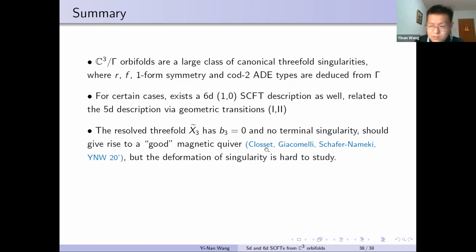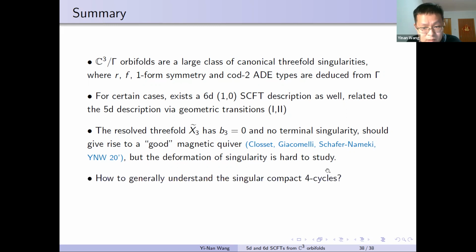However, up to now, we still don't have any clue how to study the deformation of the singularity, nor how to systematically study the Higgs branch via brane web. And of course, it would be interesting to generally understand the physics of the singular compact four-cycles, and whether the 6D series that I mentioned before are really new series or not. Okay, so that concludes the talk, and thank you very much.